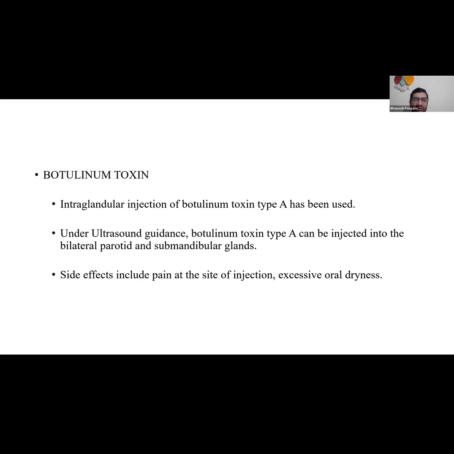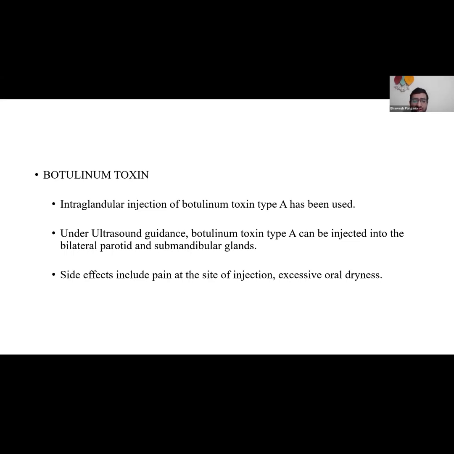Other than that, one of the mainstays of treatment is botulinum toxin injection. There are 2 types of botulinum toxin, toxin A and toxin B. Both of these can be used in sialorrhea. The most common is botulinum toxin A. Intraglandular injection of botulinum toxin A is used under ultrasound guidance and injected into the bilateral parotid and submandibular glands.